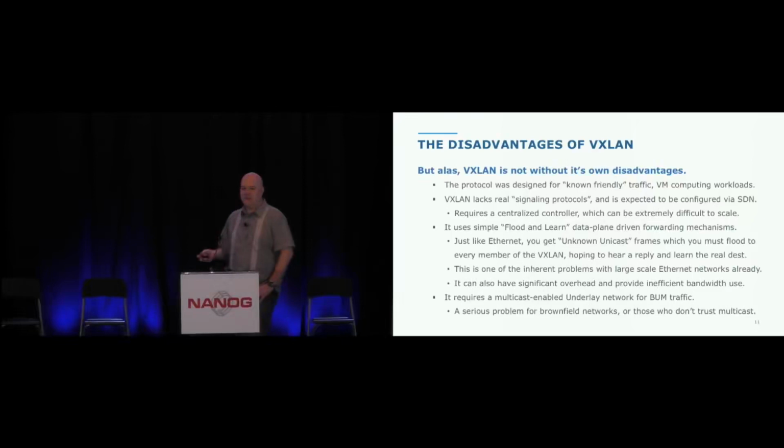So what does EVPN do that's different? Well, it turns this from a flood and learn, data plane driven mechanism into a signaling based protocol. Effectively, what you're doing is routing MAC addresses through BGP. And Marty Hannigan, if he's here, nobody punch him.